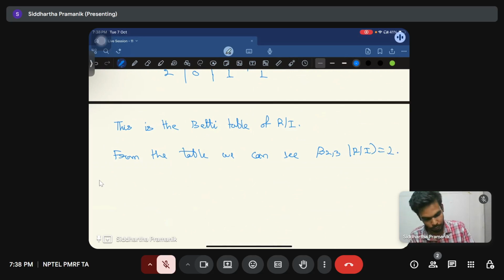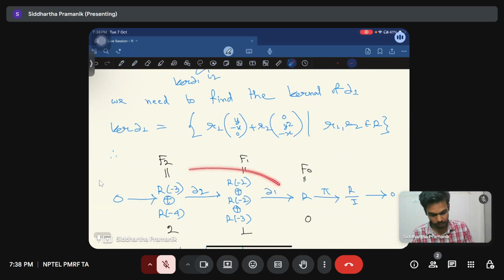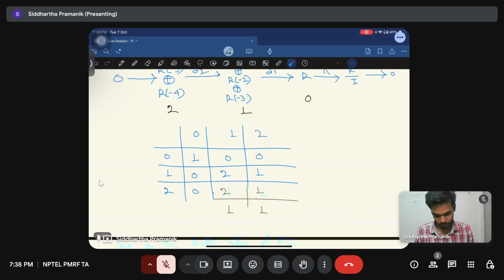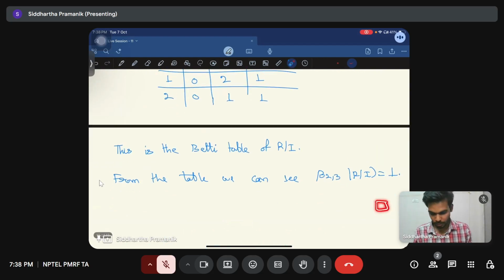If you want to do this by hand, one needs to be very careful also in computing these shiftings, but one can do this very easily in Macaulay too. So this completes this problem.